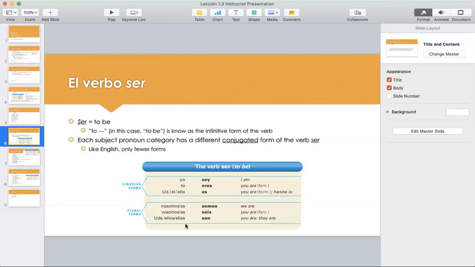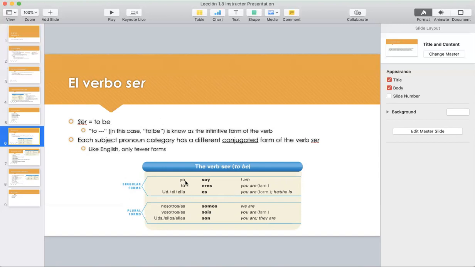So if you notice here in the list, each of the subject pronouns has a different version of the verbo ser. They have a different conjugation. Once we learn the rule of the conjugation of verbs, you will learn that in order to conjugate a verb in Spanish, we apply a rule. It's always the same logic. You apply the rule and you have your verb. But ser is what we call an irregular verb, un verbo irregular, which does not follow the rules of conjugation.